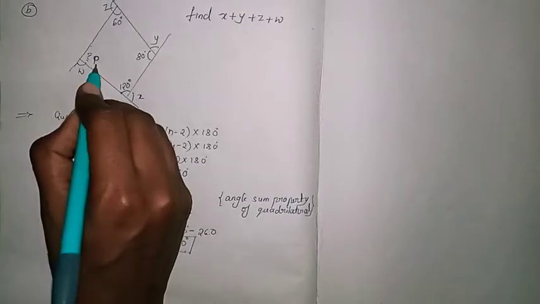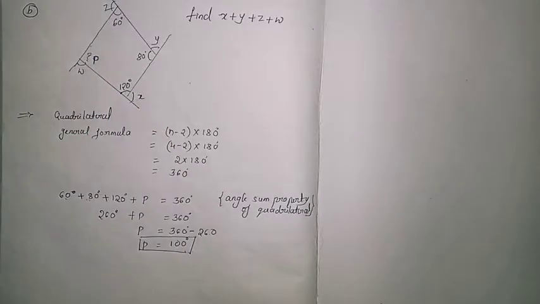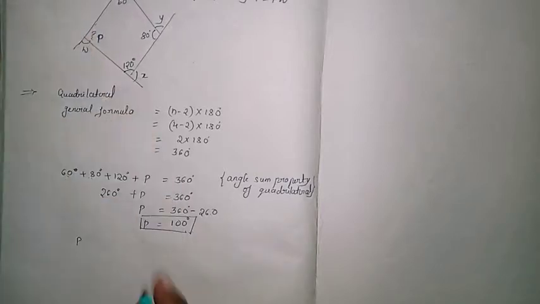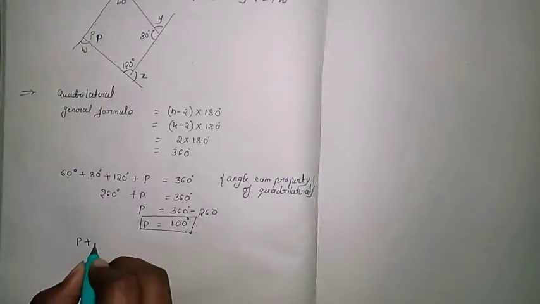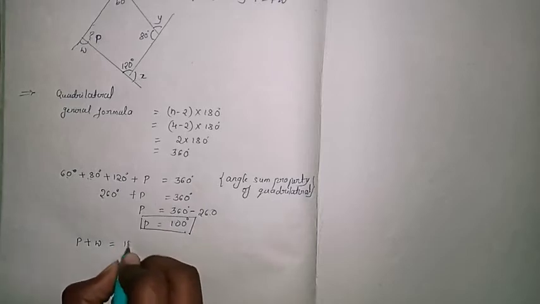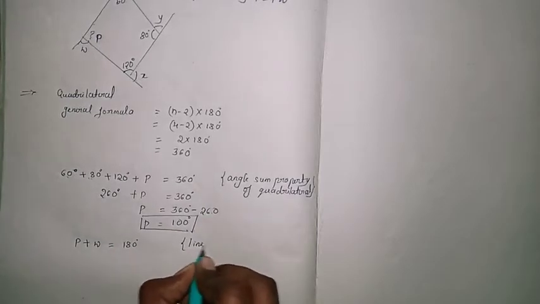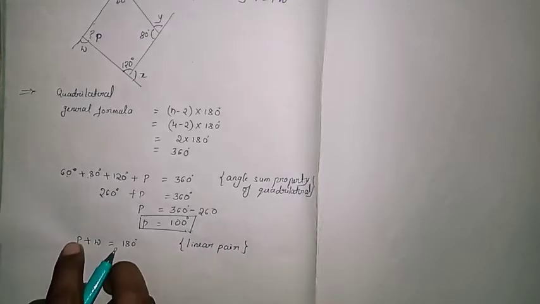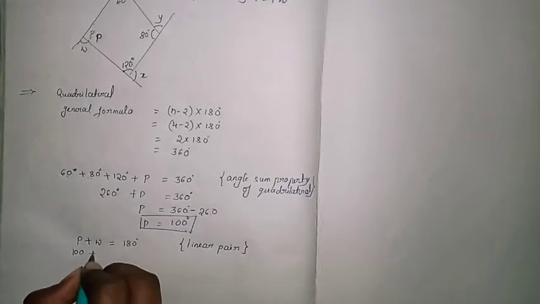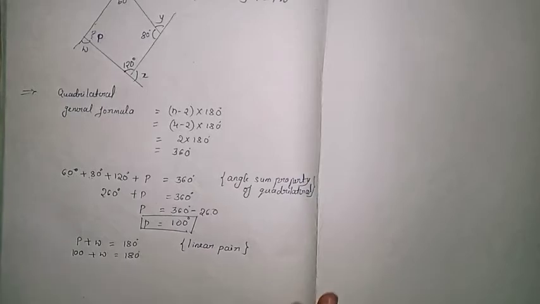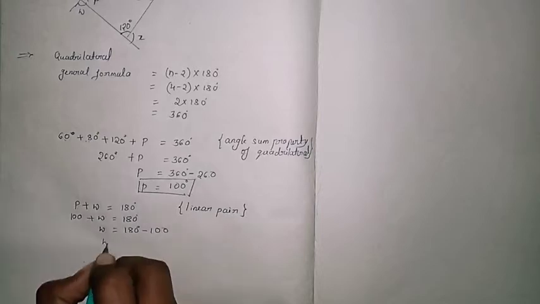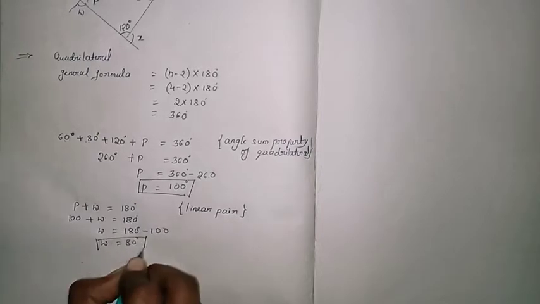So we got this angle, that is 100 degree. Then from this, by applying linear pair, we can find the W value. Yes. So angle P, this one, plus W is equal to 180 degree, because you have to write the reason: linear pair. The sum of the angles in a linear pair or a straight line is equal to 180. So P we already know, that is 100. 100 plus W is equal to 180. From this you want the W value. So W is equal to 180 minus 100. So W is equal to 80 degree is our answer.